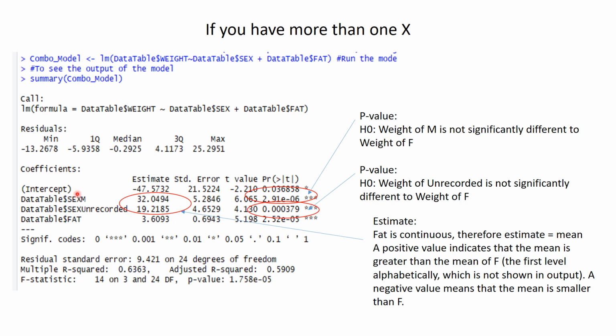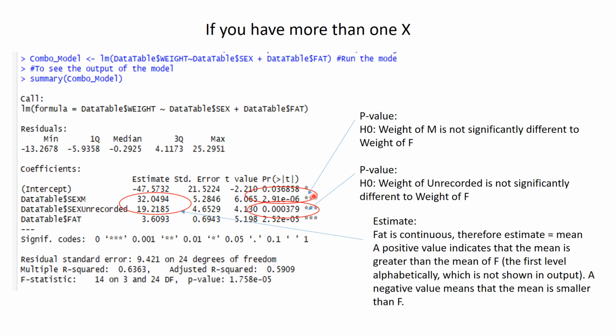For the first one here, the weight of males, we compare it to the weight of females, which is the first one in the alphabet, which we cannot see. And this here compares the weight of unrecorded to the weight of females. What we cannot see in the table is the comparison between males and unrecorded.